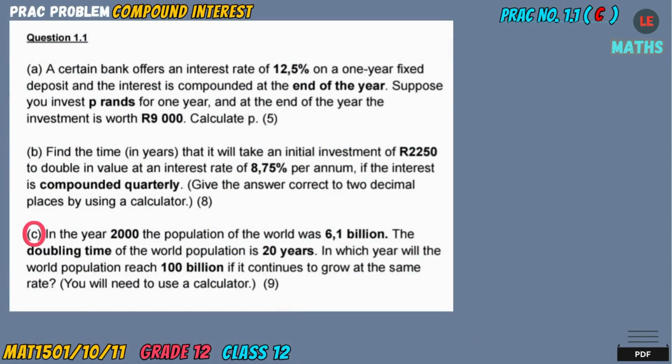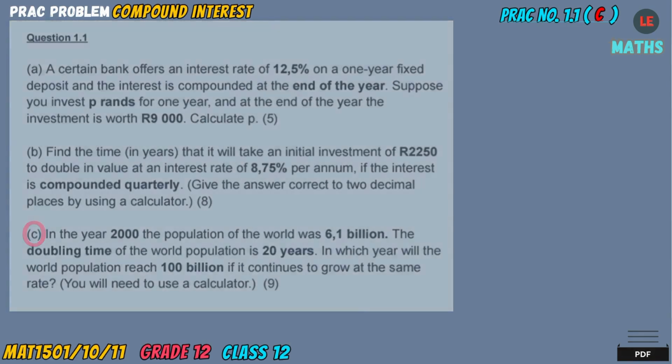The last question reads as follows. In the year 2000, the population of the world was 6.1 billion. The doubling time of the world population is 20 years. In which year will the world population reach 100 billion if it continues to grow at the same rate?